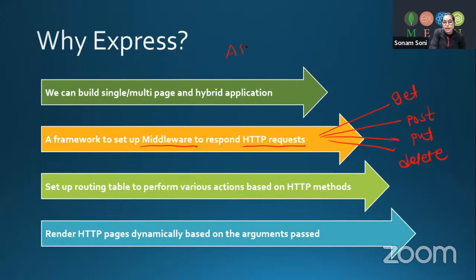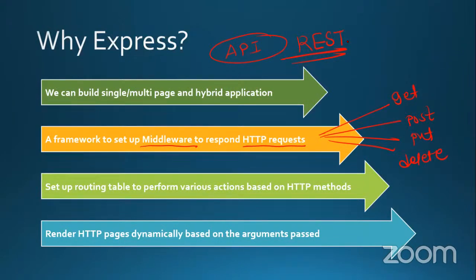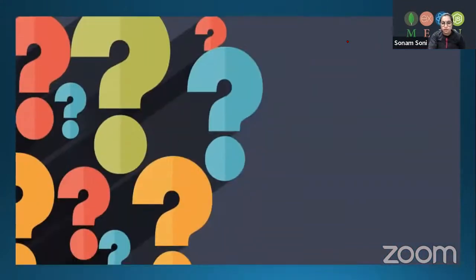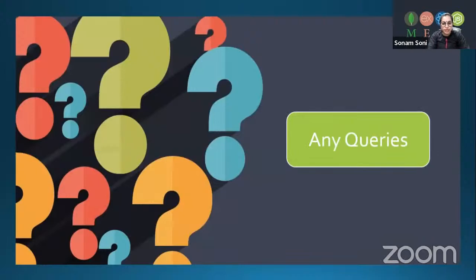Basically, with Express you can create an application programming interface. Right now the very popular interface is REST, representational state transfer. This REST API we can create with the help of Express, and that data you can use in any front end, either React or Angular. So that's it for the MERN stack part, guys. I have explained the basic features of MongoDB, React, Node, and Express. Let me know if you have any queries.